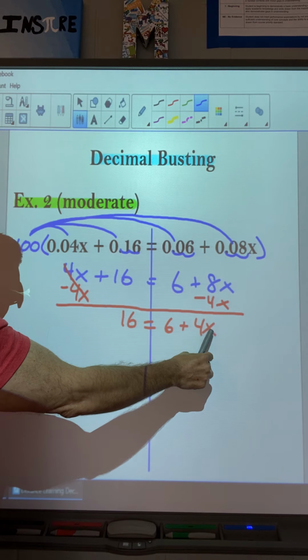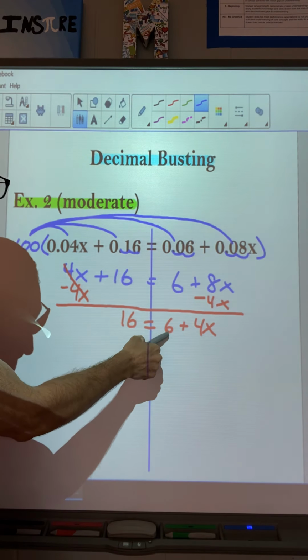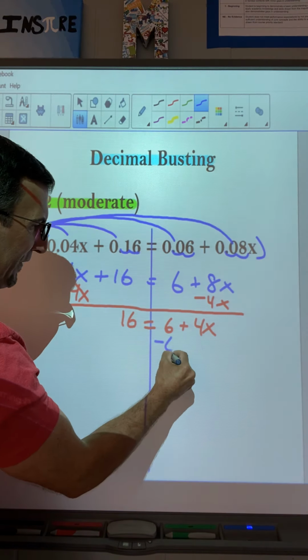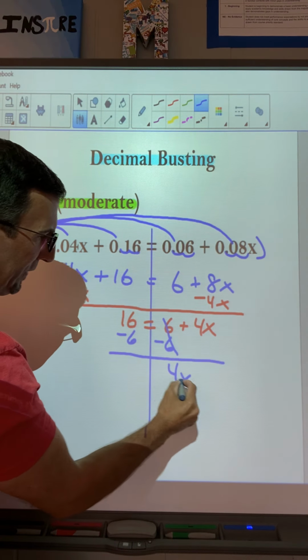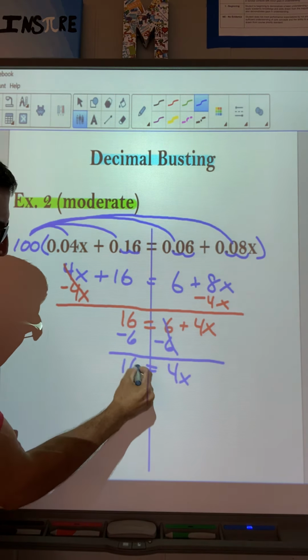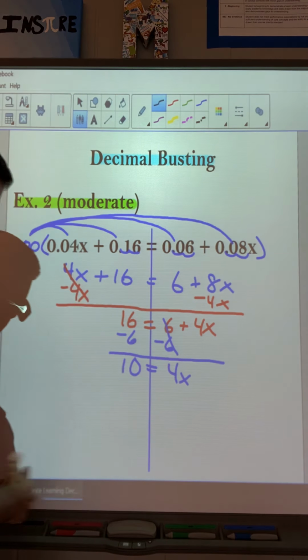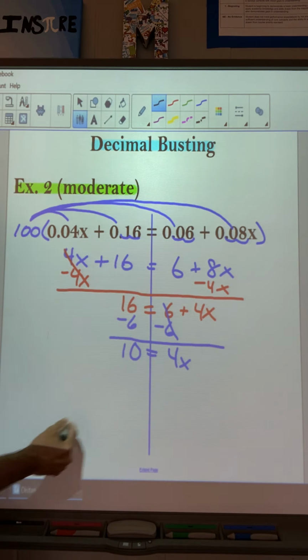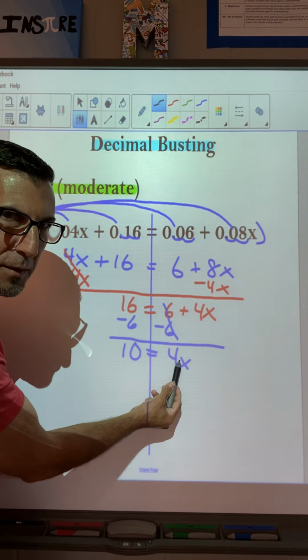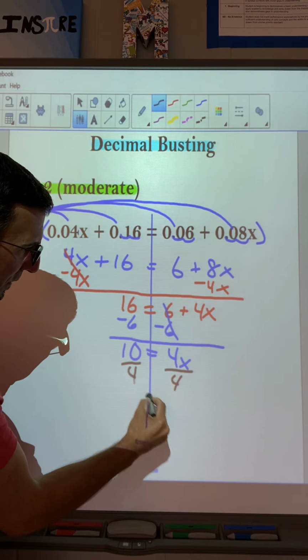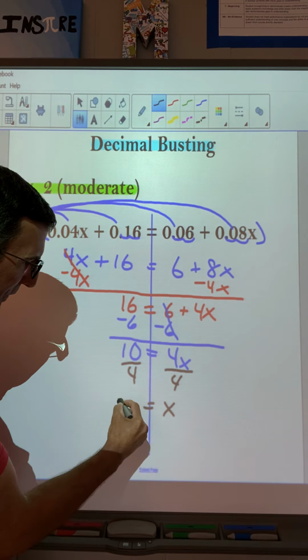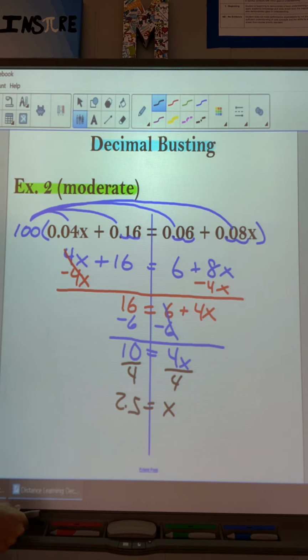All the x's are over here, so let's start moving numbers over. Let's get rid of the easy one. Subtract 6. So 4x equals 10. And then how do we undo multiplication? Divide by 4. So x equals 2.5.